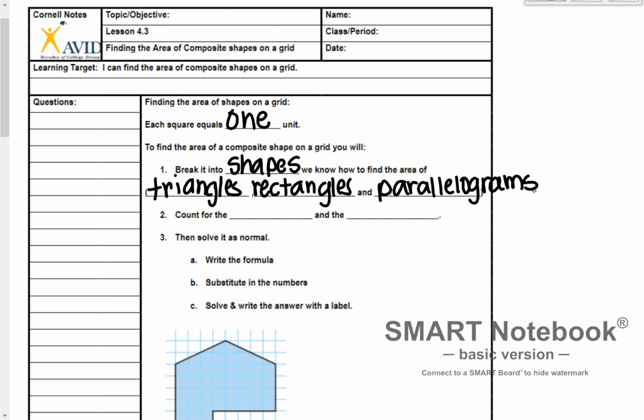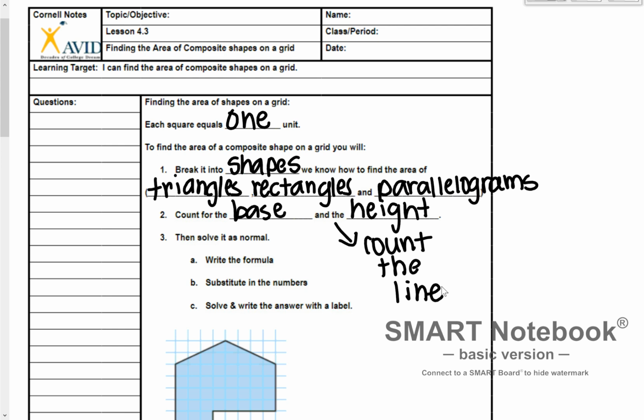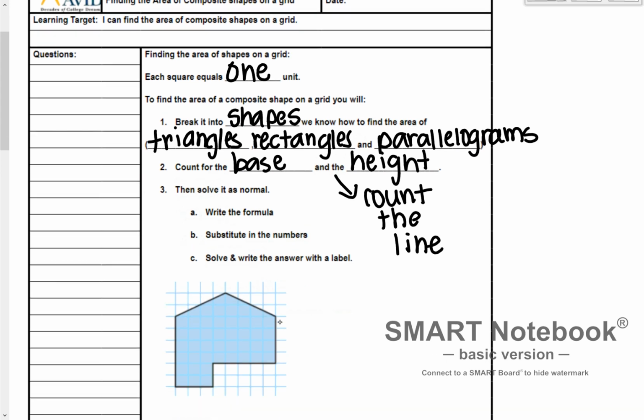Then we are going to count for the base and the height, counting those squares. Remember when we count for the base and the height, we count the line. Because sometimes in those parallelograms or in those triangles, they don't cover the full square, but we don't care about that. We just count the line for how long the base is and we count the line for how tall the height is. Then we solve it as normal. We write the formula, substitute in the numbers, solve and write the answer with a label. And remember that label will be units squared. You can simplify that to un squared.